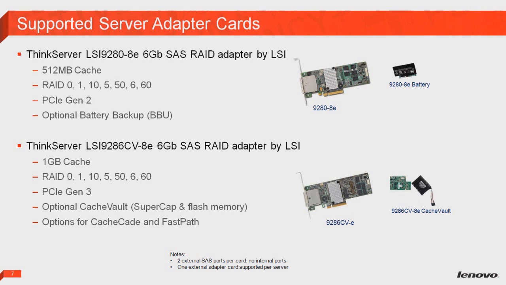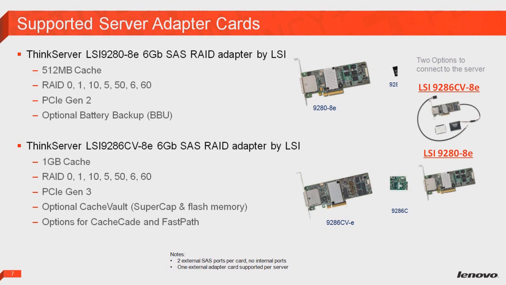The bottom one is the ThinkServer LSI 9286. This one gives you a gig of cache. It also has more options in terms of the SuperCap or cache vault option, as well as Cascade, which is the option you'd want to get if you're going to use SSDs to increase the amount of cache. Basically, what Cascade can do for you is, you take that 1 gig of cache that you have on the card itself, and if you buy the Cascade option, you can get up to 512 gig of cache using SSDs. So it gives you a lot of cache capability.